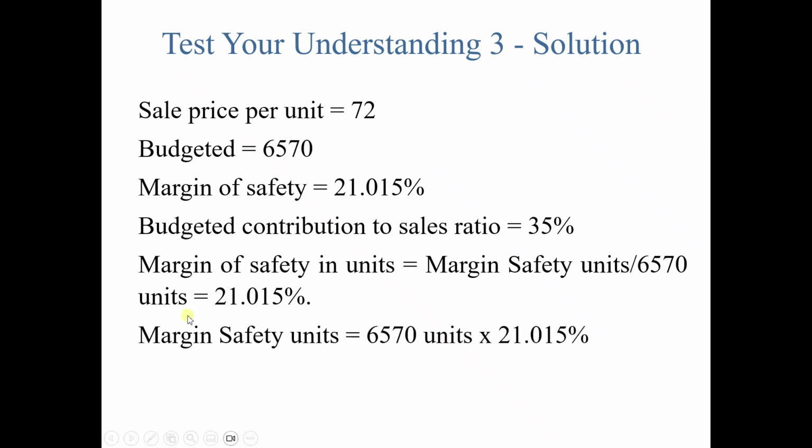If I put this one on the other side of the equal sign, I can write it like this also. Margin of safety units. If you remember, in my case, it was 3000 in the previous example. So I can find out the margin of safety units. How? Budgeted units multiplied by the safety margin ratio. If you remember in the previous example, I did like this: 15,000 multiplied by 23.1%, I got the safety margin units. So this is my safety margin units. If I multiply 6,570 by 21%.